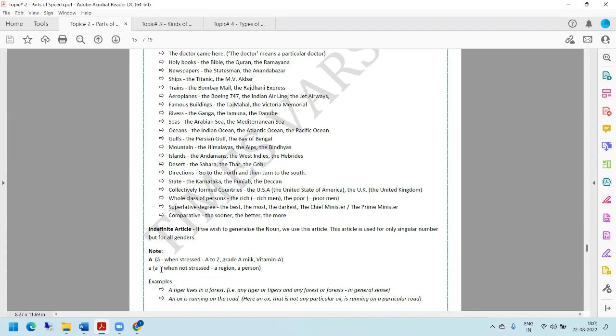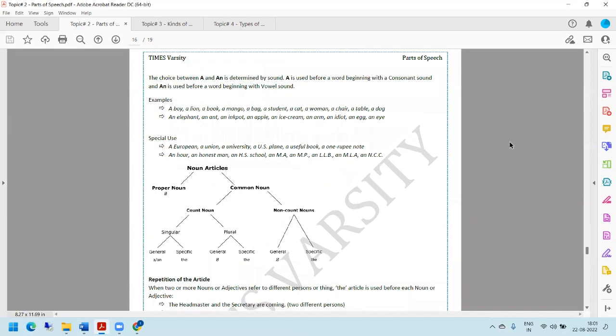But when it is used as an article, it should be pronounced as "uh" when not stressed, like a region, a person, a pen, a class, right? So when we use the alphabet A as an article, then it should be pronounced as "uh", not "ay". Okay, now example.